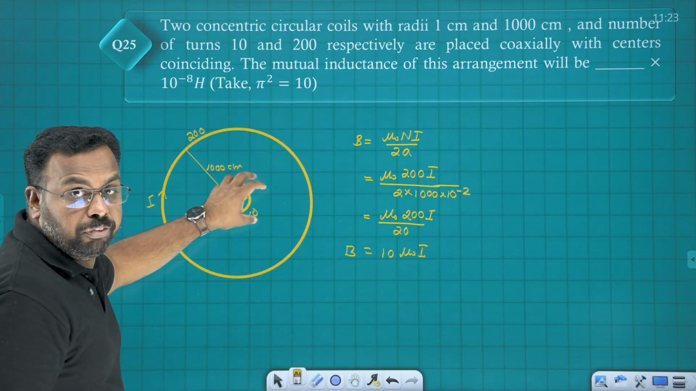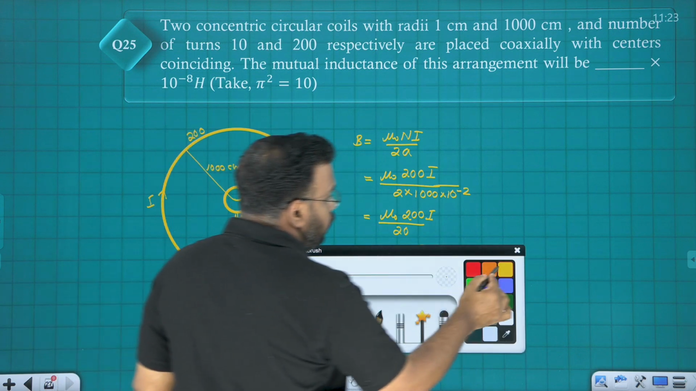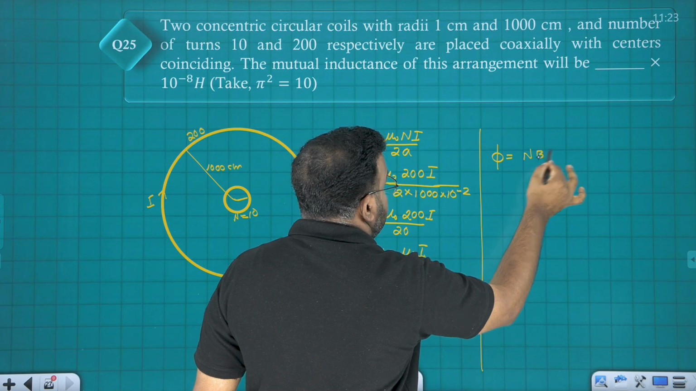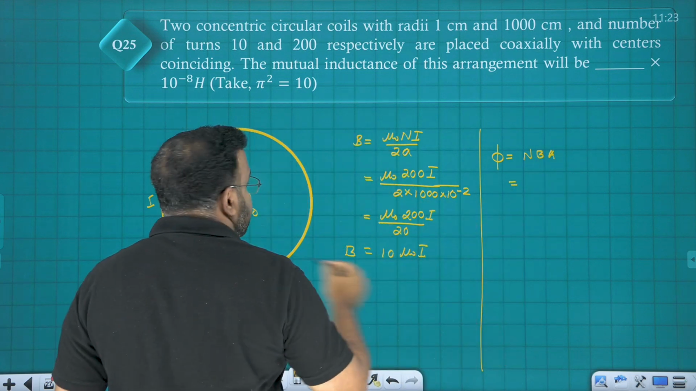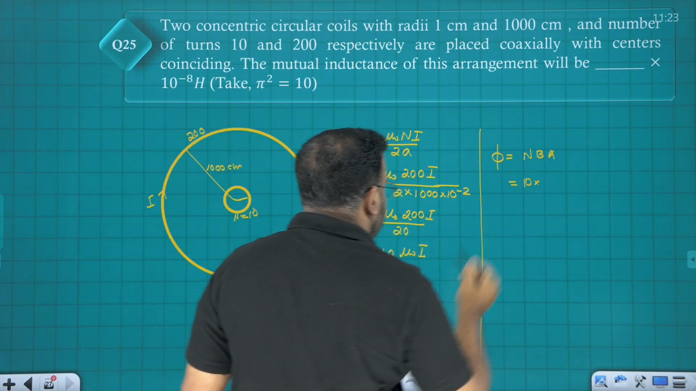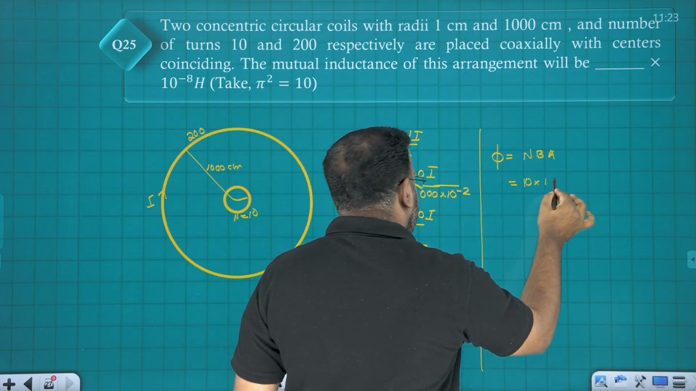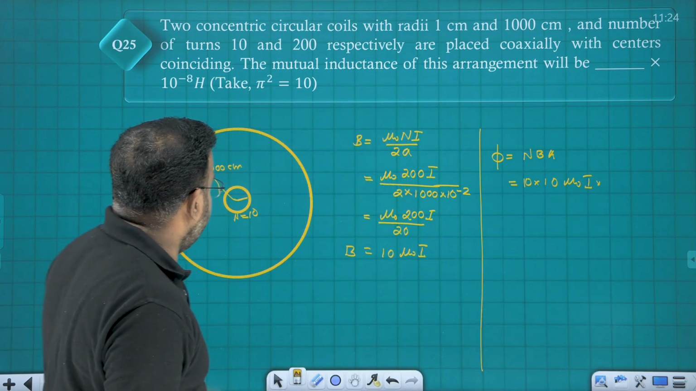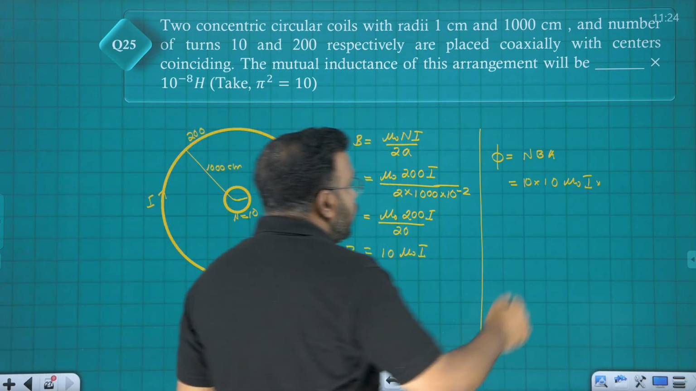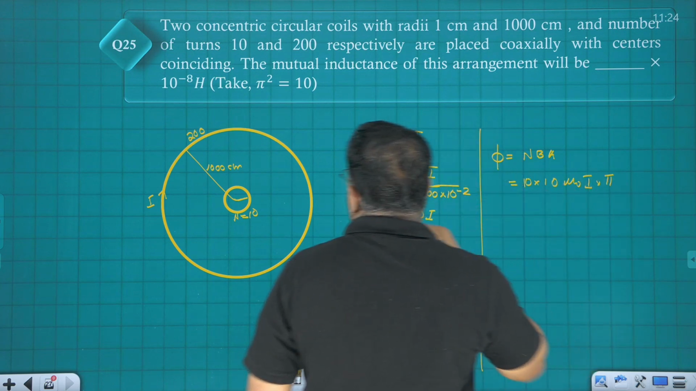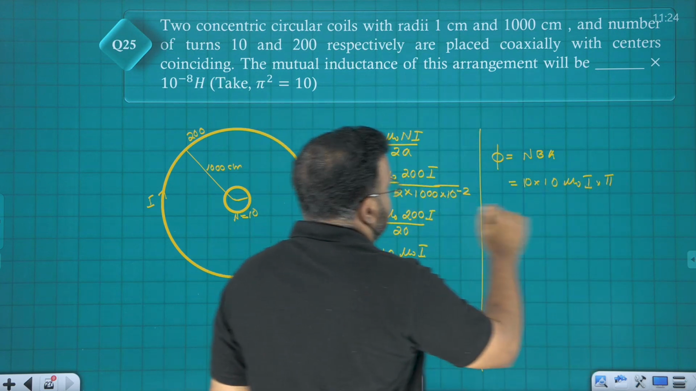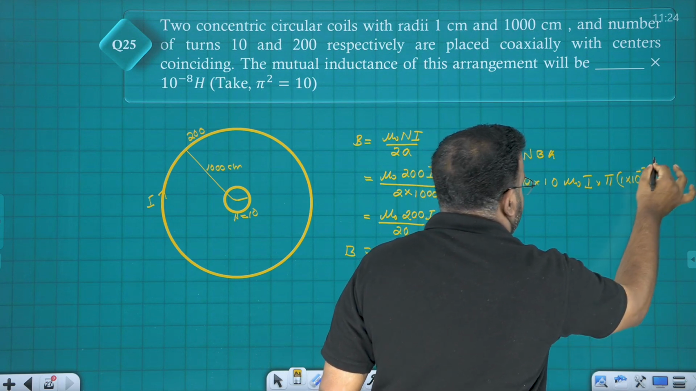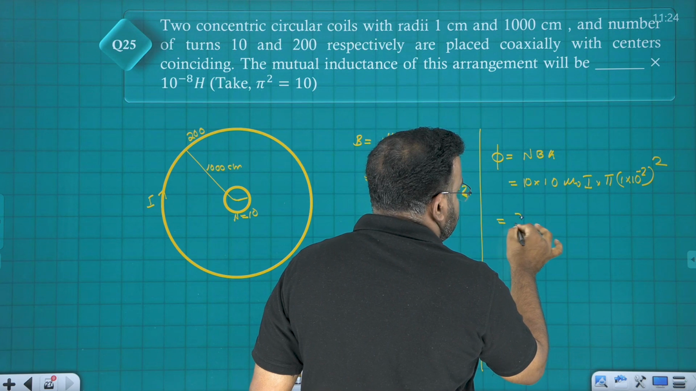Now we need to find the flux of which coil? Flux of the inner coil. So flux of the inner coil, if you are calculating, phi is equal to NBA, but this is for the inner coil, dear students. So what is the number of turns in that? 10. So 10 into, what is the magnetic field? We already found it. 10 into mu naught I into area. Area means area of the inner coil. So it is pi r square. So pi into, what is r for that? R for the inner coil is 1 centimeter. So 1 into 10 power minus 2 the whole square. Okay, pi r square. So we get 10 into 10, 100.